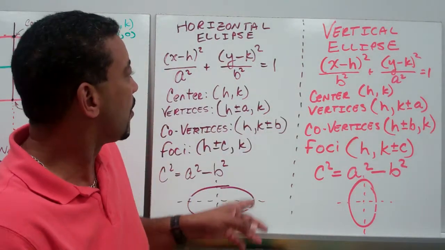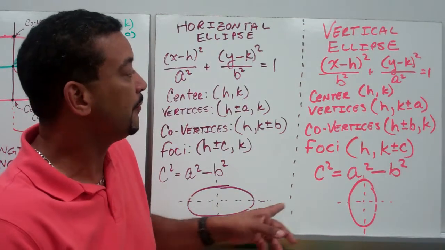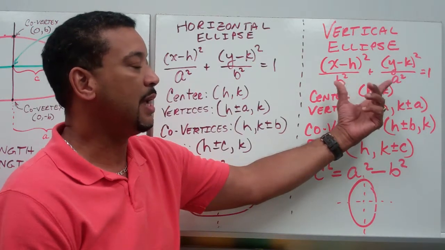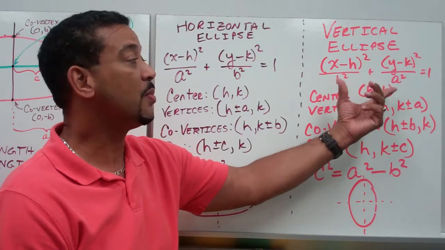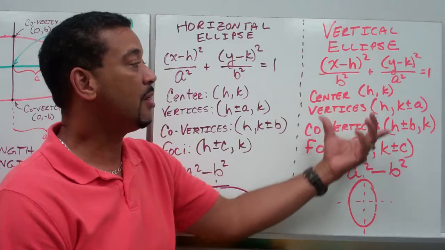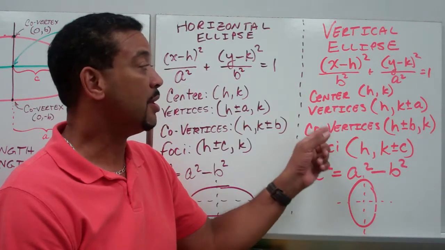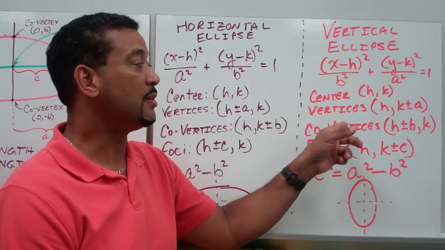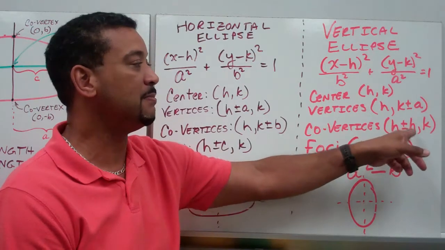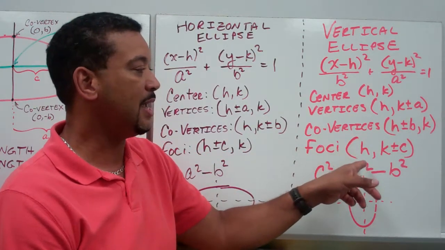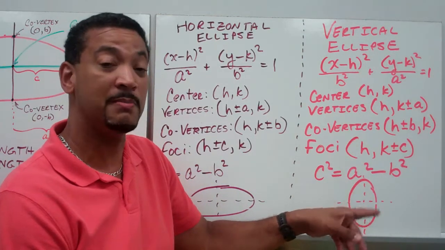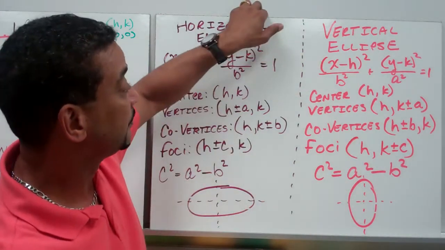Now, that is for our horizontal ellipse, which goes this way. For our vertical ellipse, which goes up and down, it changes a little bit. The a squared and the b squared switch. A squared is always going to be under the variable of your major axis. So some of our formulas switch a little bit too. Notice the center is still (h, k). The vertices are (h, k plus or minus a). The co-vertices are (h plus or minus b, k). And the foci are (h, k plus or minus c). It's still c squared equals a squared minus b squared. That one doesn't change.